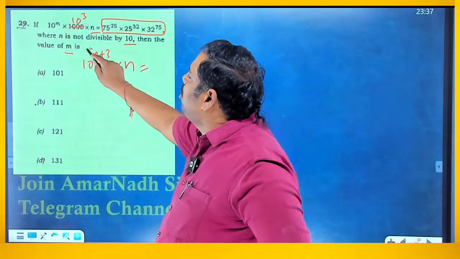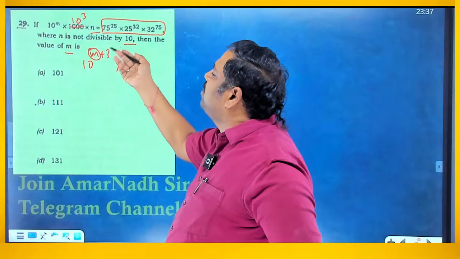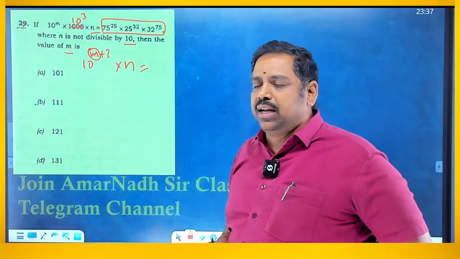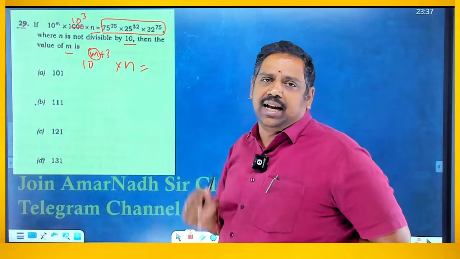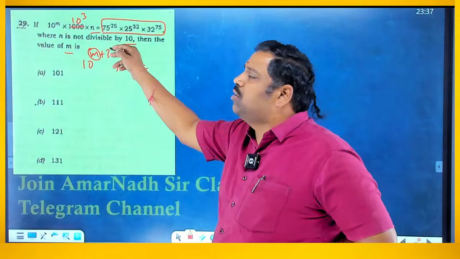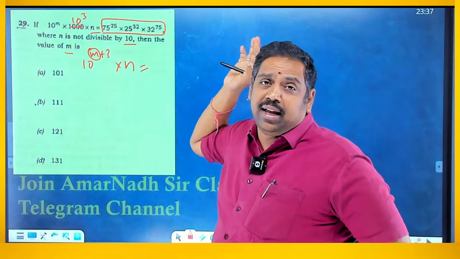Value of m means, can I say, that is nothing but the 10 power, right? 10 power 1 means you will get 1 zero at the end. 10 square means you will get 2 zeros at the end. 10 cube means you will get 3 zeros at the end, right? That means whatever the 10 power is, that many zeros are there at the end, right?